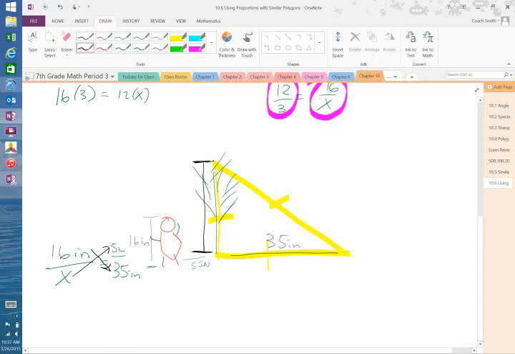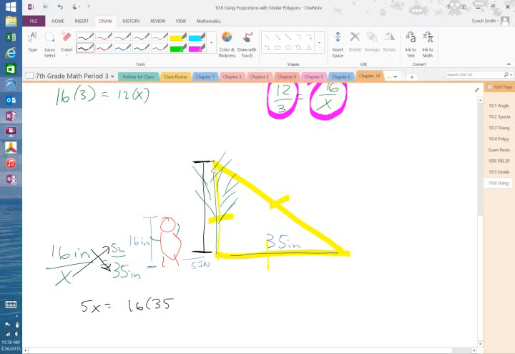Now, in your book, I want everybody to look at your book, because the book is solving it a little bit differently. The book is solving it like it's an equation and not like it's in a proportion. I'll show you that here in a second, but I want you to understand why they're doing it differently there. But basically, we take 16 times 35, and 5 times x.